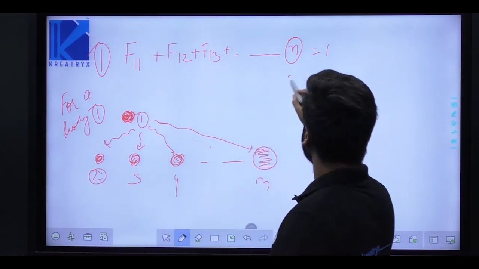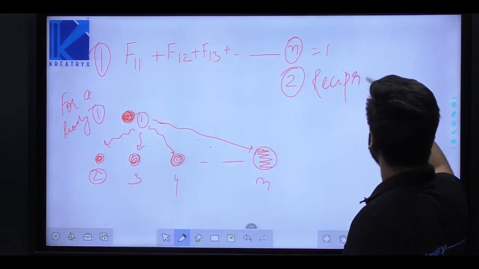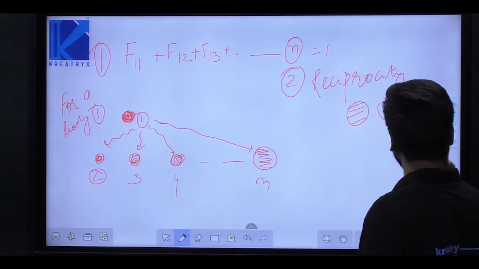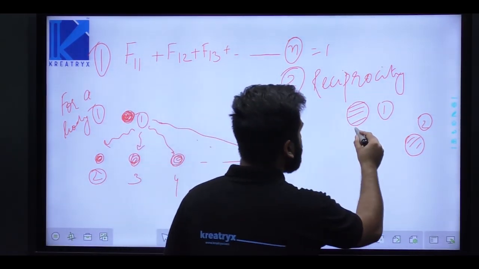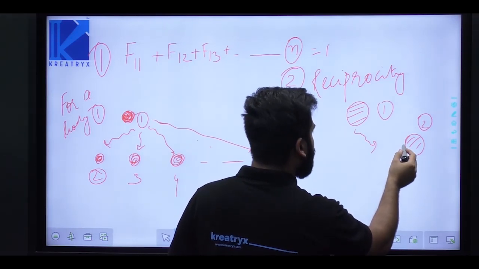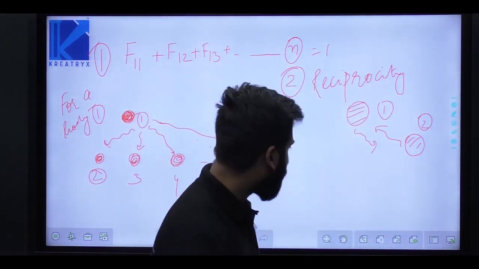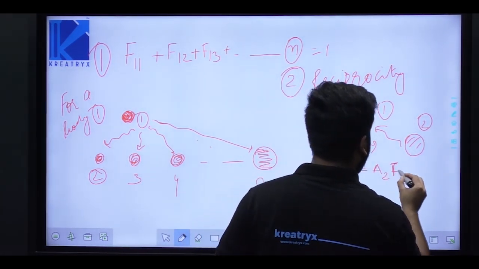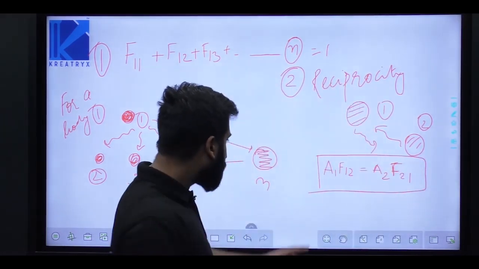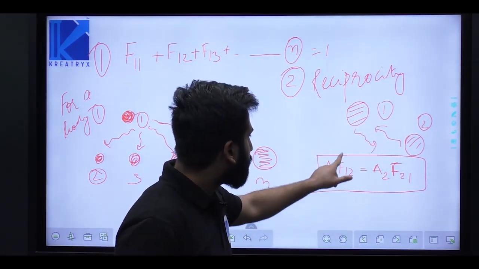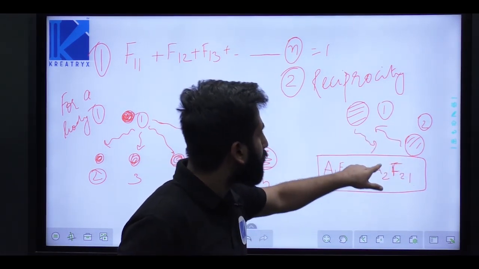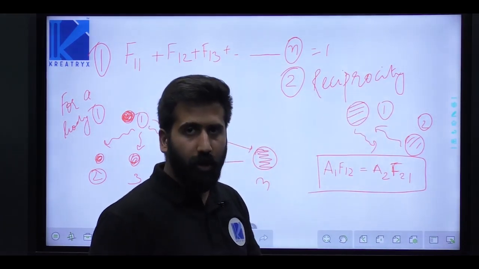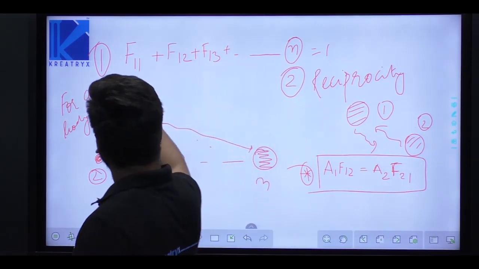Now what about the reciprocity theorem? Suppose there are two bodies, body number 1 and body 2. The radiation from 1 will be going to 2 and the radiation from 2 will be going to 1. So it says that A1 F12 is equal to A2 F21. That is, A1 is the surface area of the first body and F12 is the fraction of radiation energy going from 1 to 2. This equals the surface area of body 2 multiplied by the fraction of radiation energy going from 2 to 1. This is a very important thing.